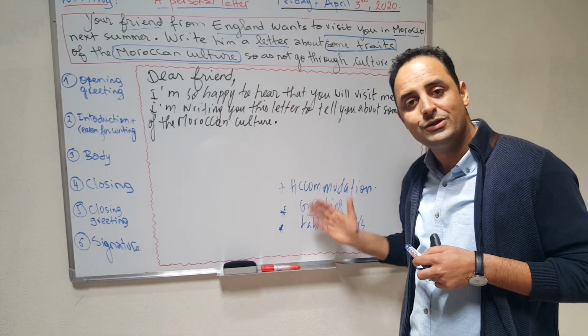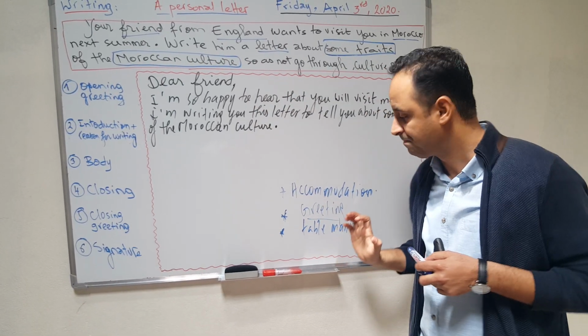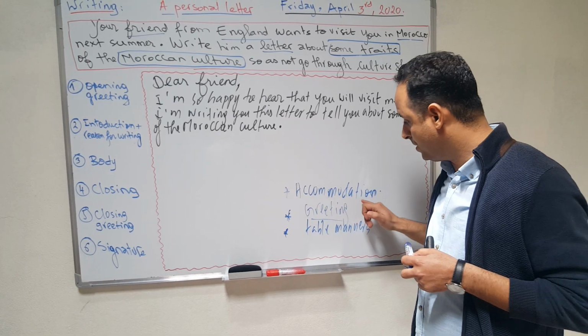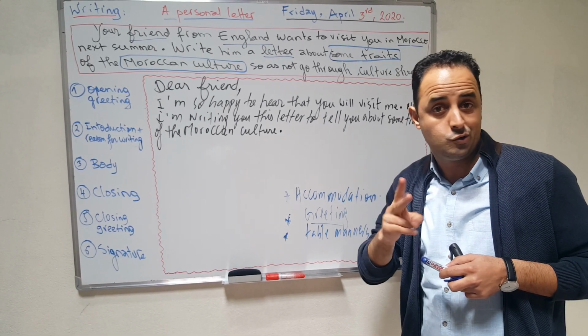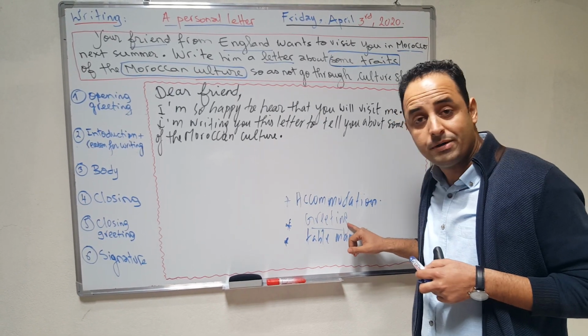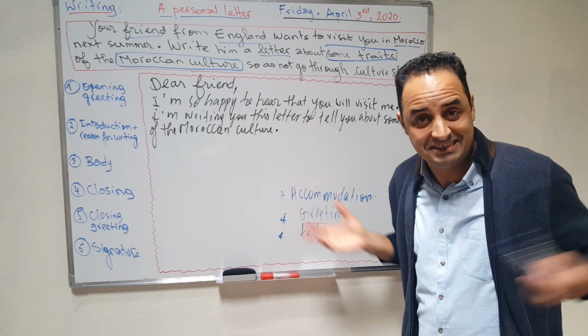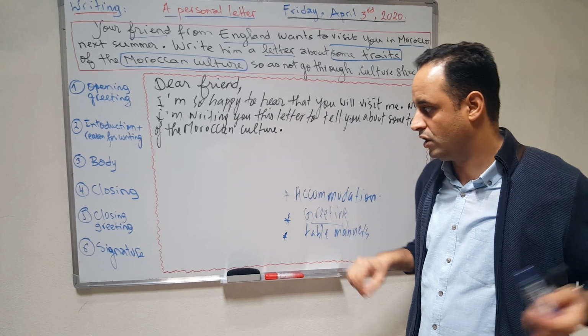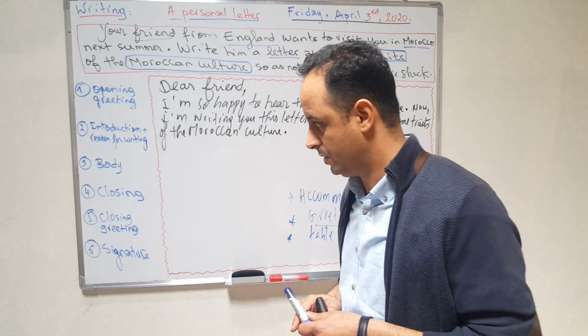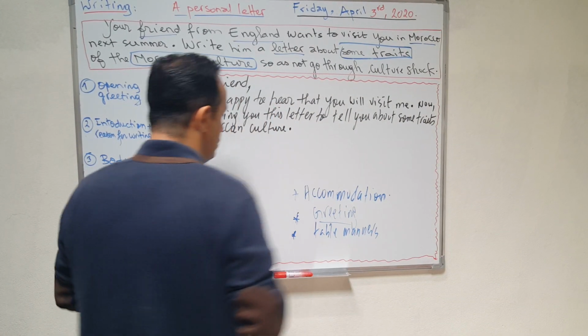Great. Now here again, I divided my topic into subtopics, if I want to say. Let's talk about accommodation in one or two sentences. We'll talk about greetings in two sentences. And we'll talk about table manners in two sentences. And that's it. That's the body of our case. Great.